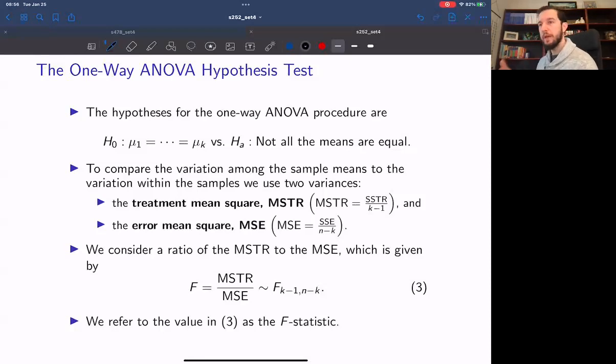All right. So to find evidence of a difference, we're going to compare those two variations I discussed before, the within sample variation and the between sample variation. Those are found using the SSTR and the SSE. So you can see here we have the treatment mean square. The treatment mean square is the between sample variation.